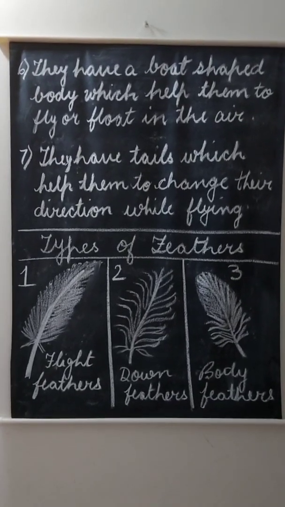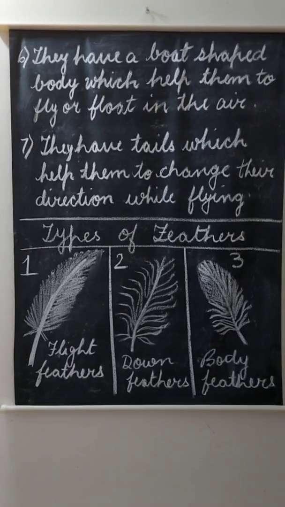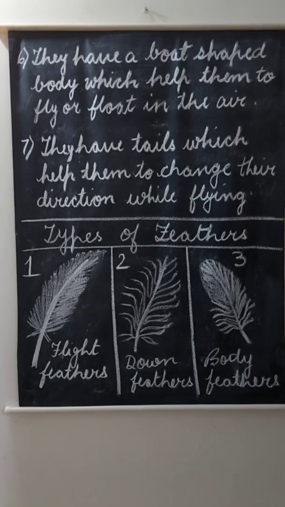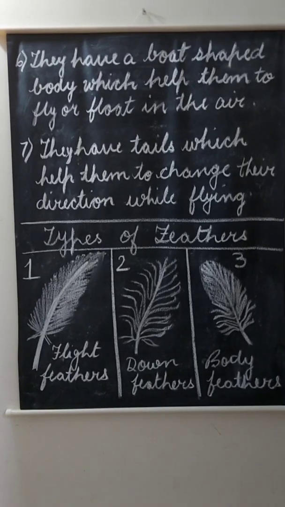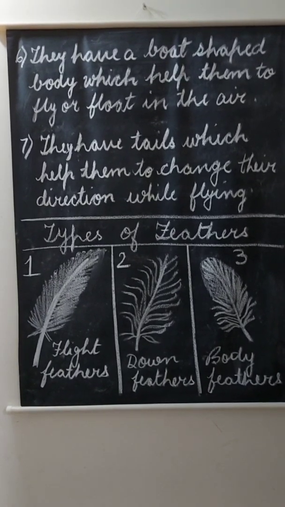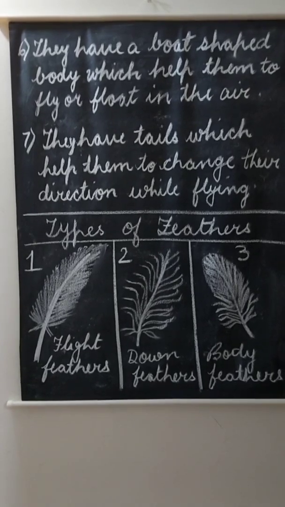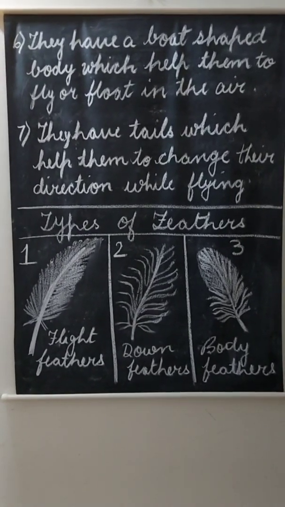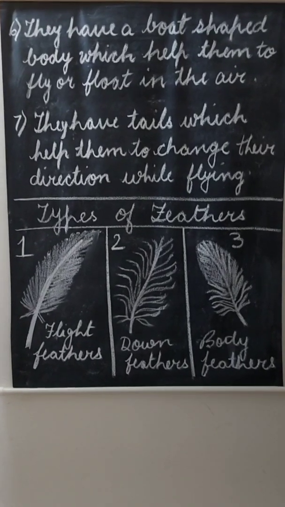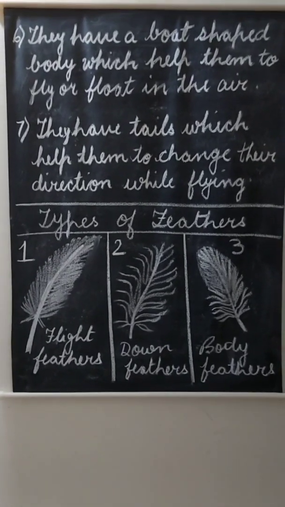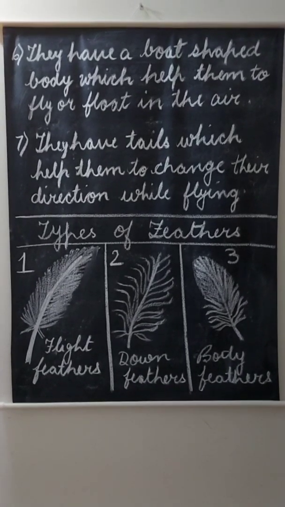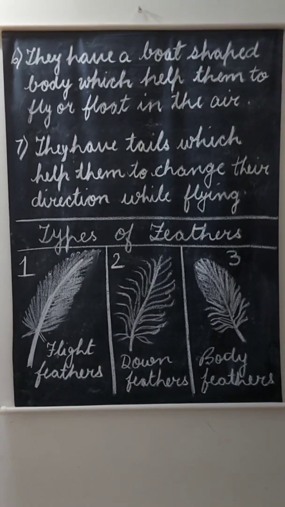They have a boat-shaped body which helps them to fly or float in the air. They have tails which help them to change their direction, whether they want to go left or right or straight. The tail helps them to change the direction while flying.